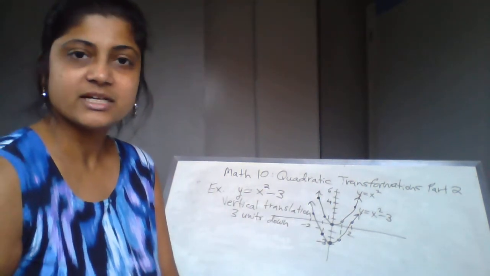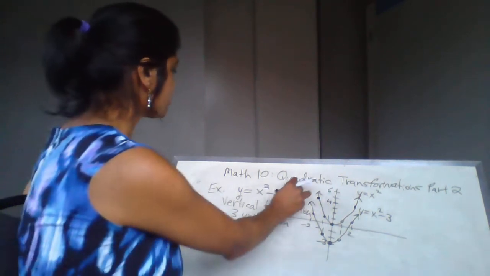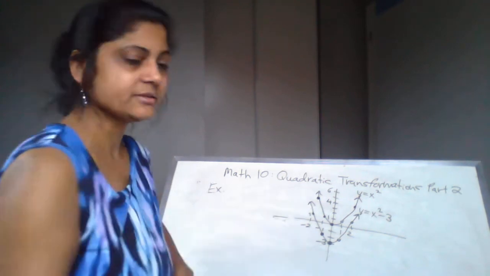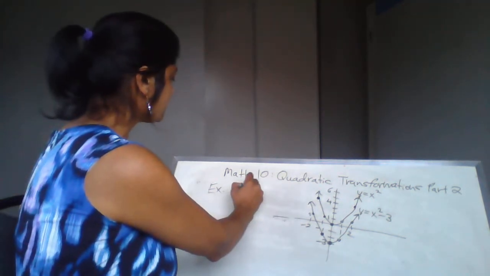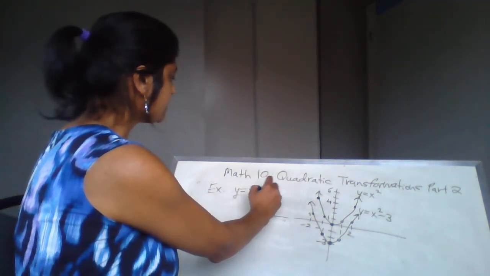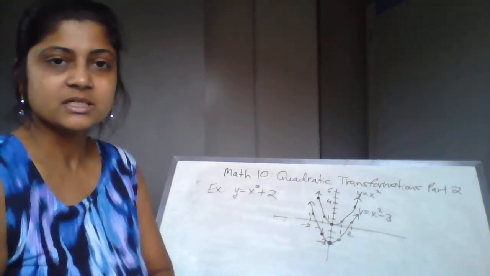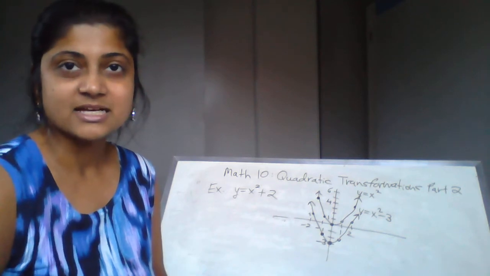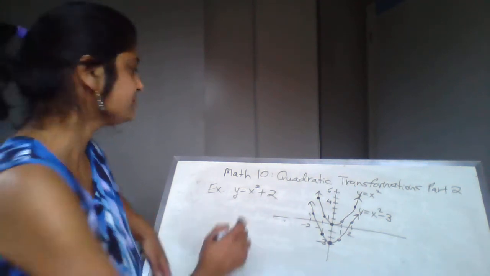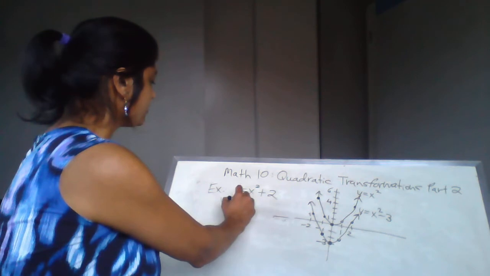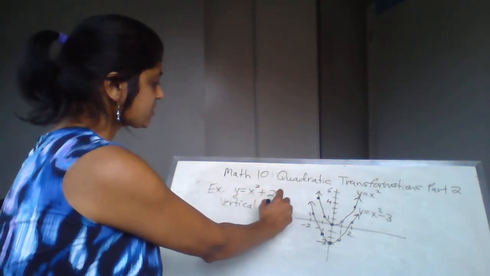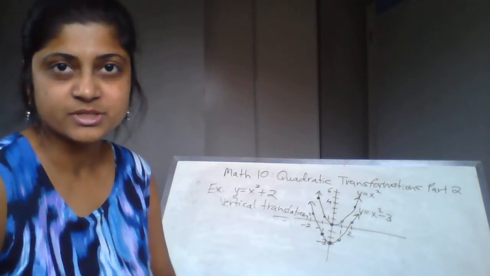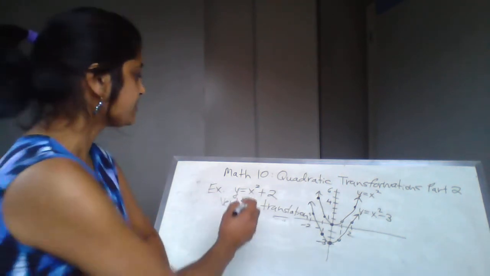So with that, let's try one more example. Okay, I'm going to just take this off. Okay, and what you're doing for this one, let's do y equals x squared plus 2. Okay, so again, because I noticed that this number is outside and it is a vertical translation. So one more time, we're going to put vertical translation. Okay, and you notice how it is plus 2 here, so it's going to be 2 units up.